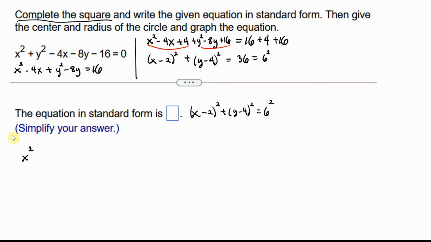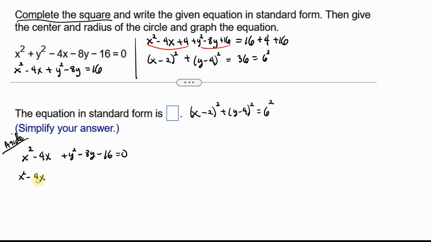I'm going to show you, this is Macbeth's soliloquy. This is something on the aside. We're just thinking. So this is the x squared minus the 4x, and then that was the plus y squared minus the 8y minus 16 equals 0. That's the original problem.